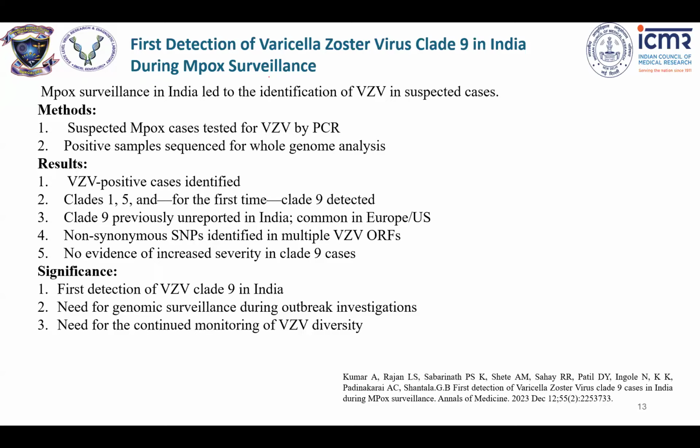Most of the samples belonged to clade 1 and 5, but there was detection of clade 9 for the first time in these samples in India. This clade 9 detection was first reported in India from our side, and clade 9 is known to be prevalent in Europe and USA. So this signifies the necessity for genomic surveillance during outbreak investigations, and to continuously monitor varicella zoster virus diversity.